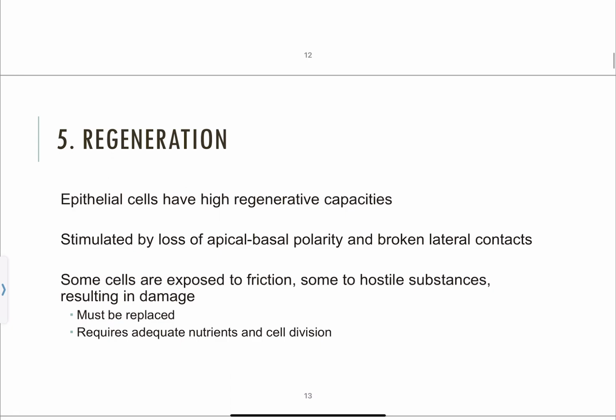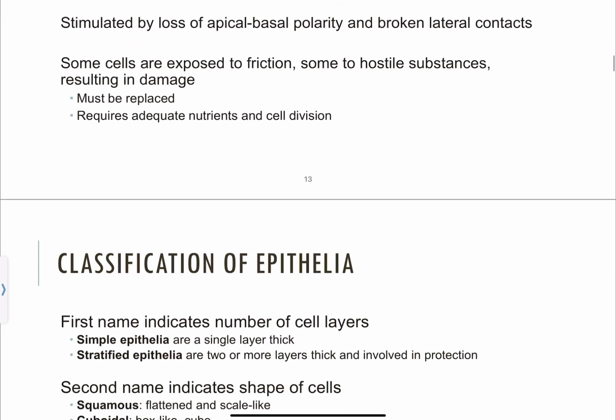The last characteristic is regeneration. They are able to regenerate themselves. Again, if you think about our skin cells, they are constantly being sloughed off throughout the day based off of our activities. So they have to be able to regenerate in order to reproduce our linings or protective mechanism. That's going to require adequate nutrition and cell division. Again, they're going to get their nutrients for cell division from the blood supply from their underlying connective tissue.